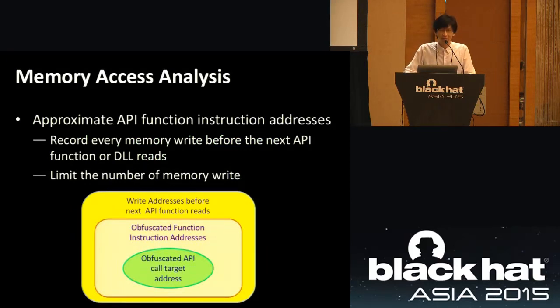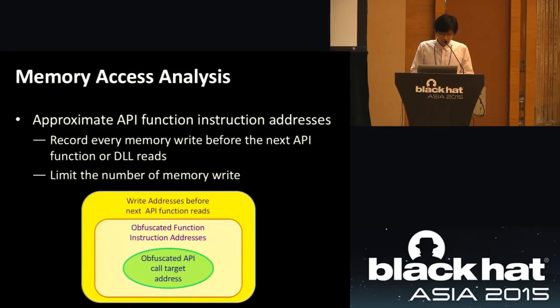If we want precise analysis, maybe it is very complex and hard because the code is obfuscated. First I wanted to build some value-dependent analysis on every memory read, but it was so complex, so I used an approximate algorithm. As you can see in the diagram, obfuscated function instruction addresses contain one obfuscated API call target address, and obfuscated function instruction addresses are contained in write addresses before the next API function reads.